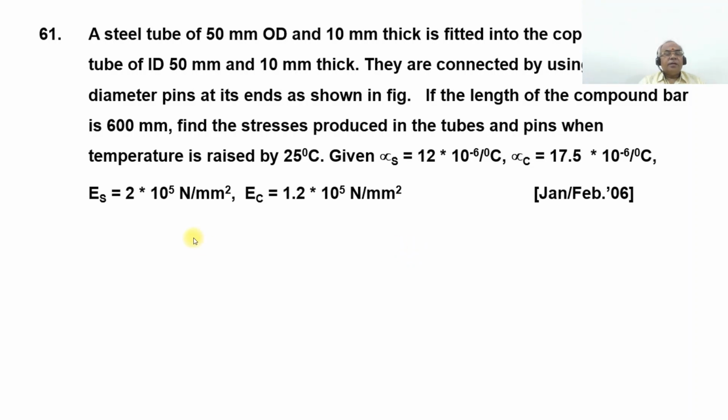Now, we'll take up one more problem, the problem number 61. A steel tube of 50 mm OD and 10 mm thick is fitted into a copper tube of ID 50 mm and 10 mm thick. They are connected by using 20 mm diameter pins at its ends as shown in the figure.